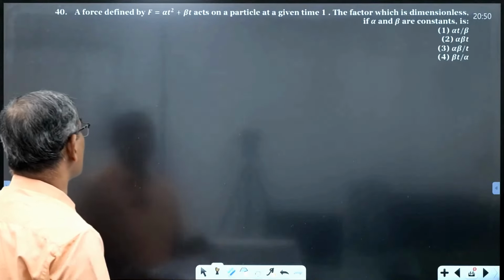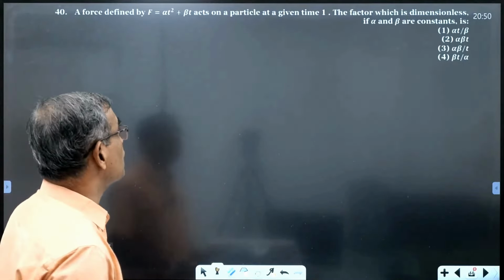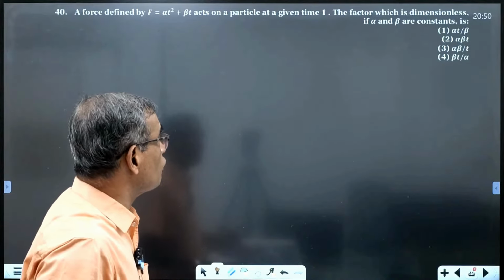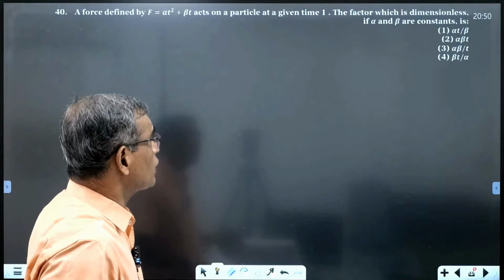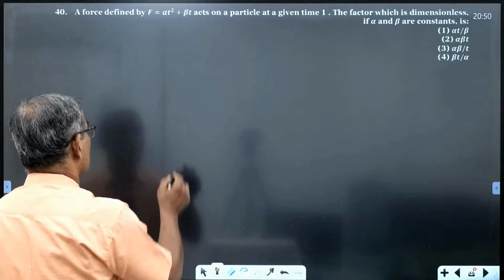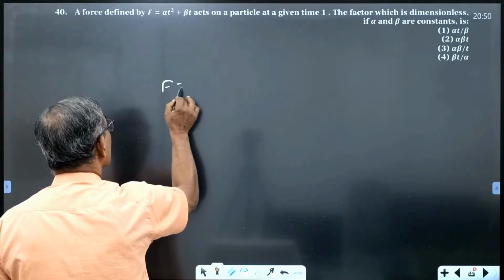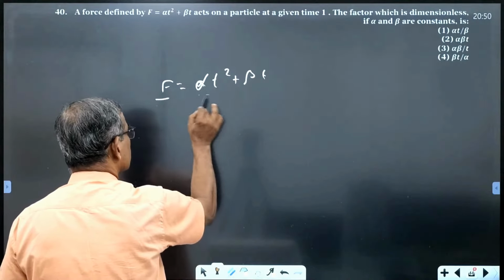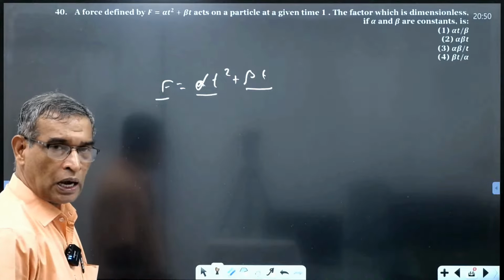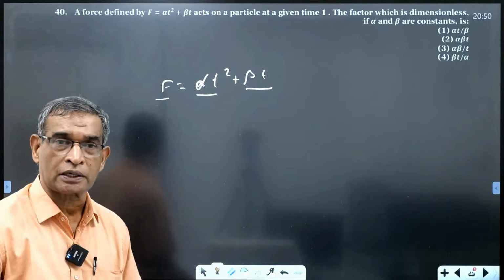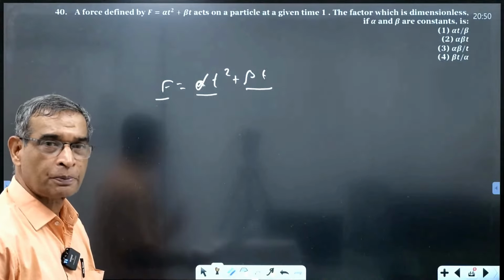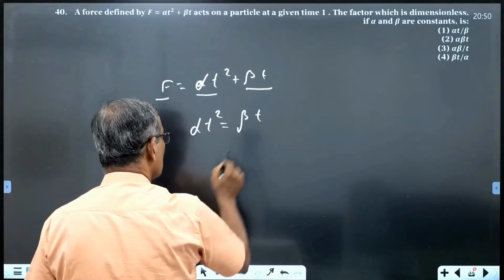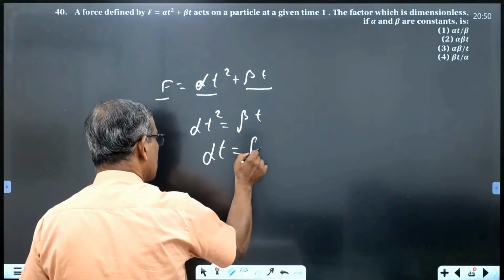The force is defined by F equals alpha t square plus beta t, acting on a particle at a given time t. The factor which is dimensionless, if alpha and beta are constants, is what we need. Here F is equal to alpha t square plus beta t. Since this is force, each term is force. Dimensionally, alpha t square and beta t have the same dimension, so we can equate them because both represent force. Therefore, alpha t square is dimensionally equal to beta t, or alpha t is equal to beta, cancelling one t.